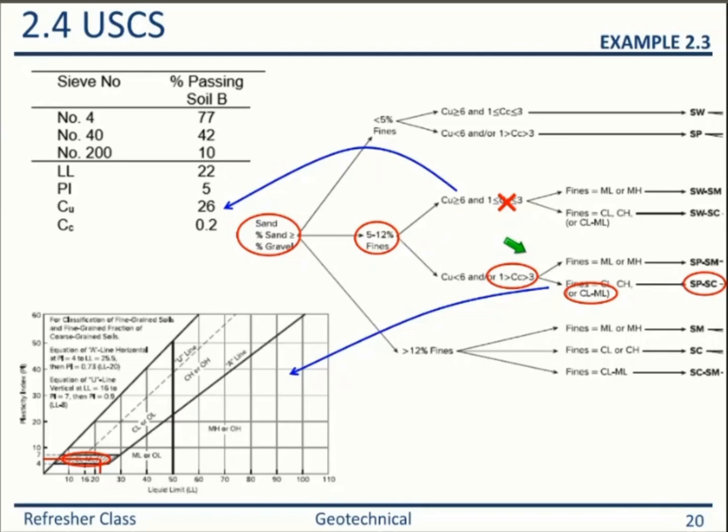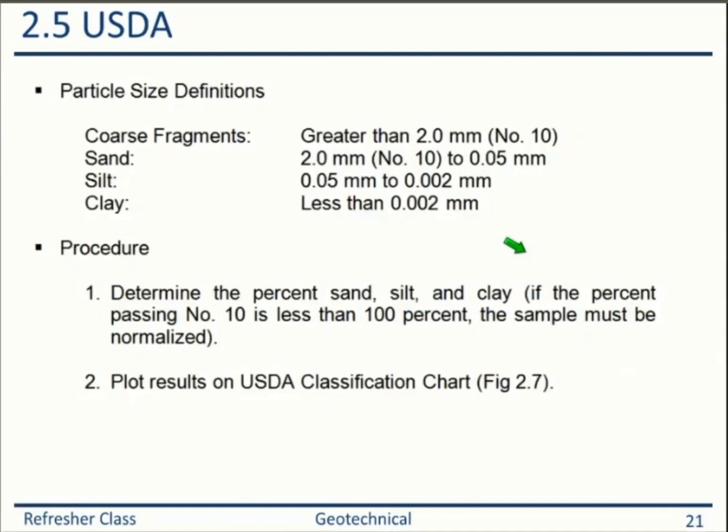Now, another soil classification system, sometimes they may ask, and this is usually useful for your landscaping area. USCS is like for buildings, right? General purpose. But USDA, this is for your landscaping architects. They could use it because it's basically used for agriculture purposes. And again, it will define coarse fragments as anything not passing through number 10 sieve.